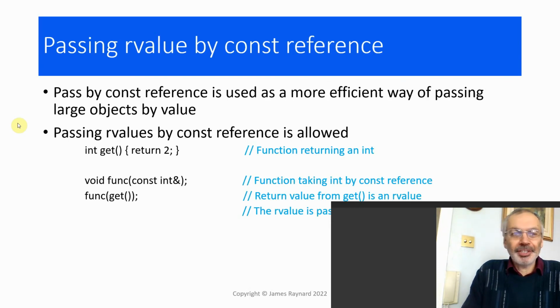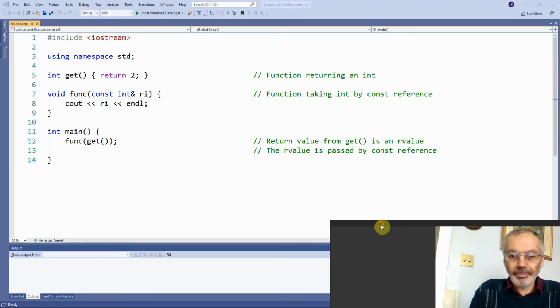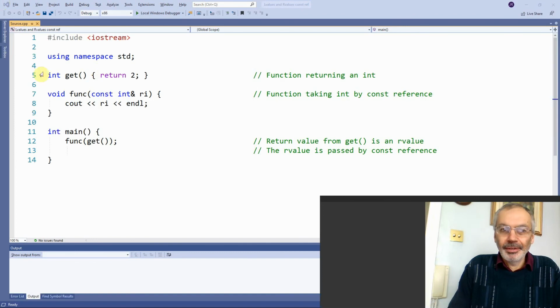If we have passing by reference to const, then that's sort of like passing by value. So we have the same rules as for pass by value. So let's actually look at the example in the compiler. Here we have a function which returns an int. So if we call this function, the object we get will be an rvalue. The return value has no name, and we cannot take its address.